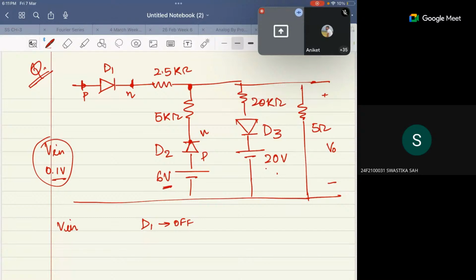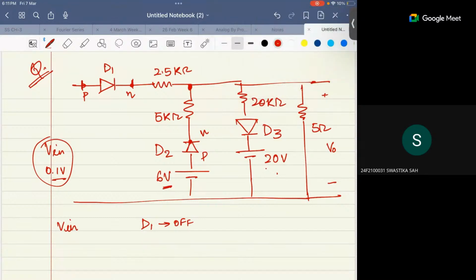Okay. So what I was saying, we're just starting with a very small voltage, 0.1 volt. So the P type of D1 is connected to a very low voltage. So we thought there's a high possibility that whenever we take V input as a very small voltage, D1 will be off. And then D2, the P type is attached to some higher voltage, 6 volt, right? So we'll think that D2 is on in the starting. We'll also check whether the assumption that we are making is correct or wrong.